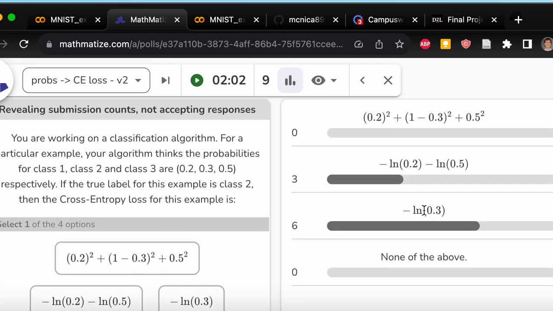The answer, well, 6 out of 9 dentists agree. The answer is negative log of 0.3. So some people moved into that camp, and that is the correct answer. So if you got this one, congratulations. You can see if 0.3 was replaced with 0.99, then you would have negative of the log of a number really close to 1, and the log of 1 is 0. So you would have a loss that is very close to 0.